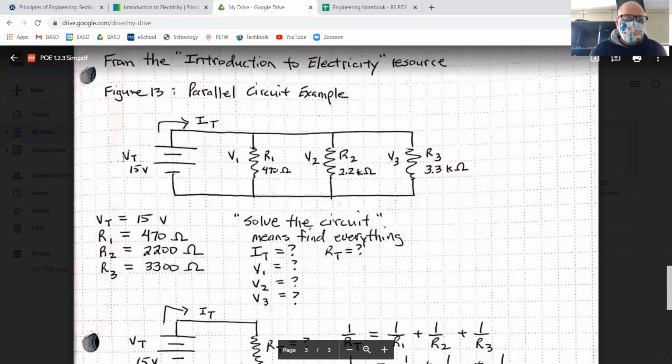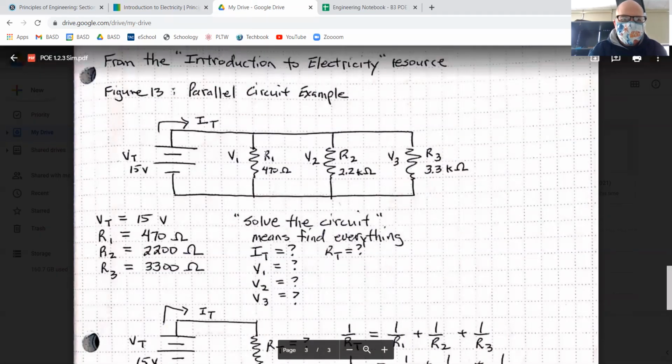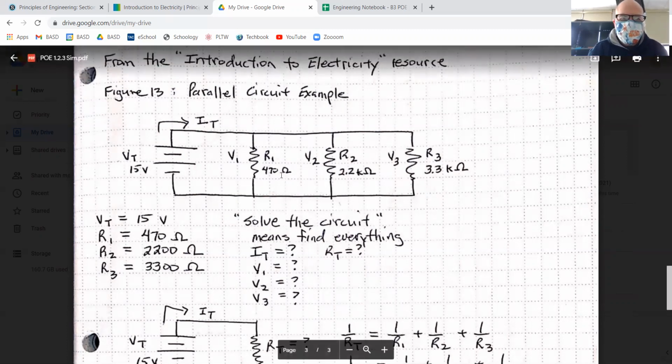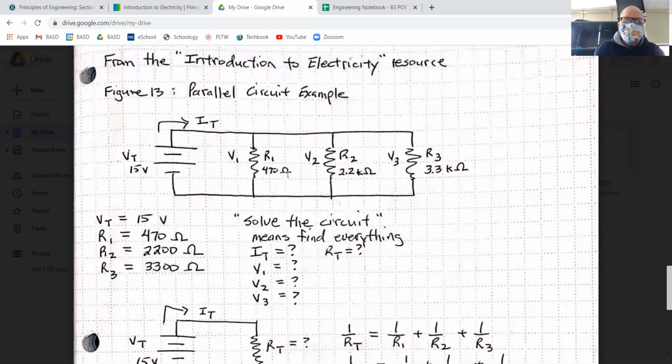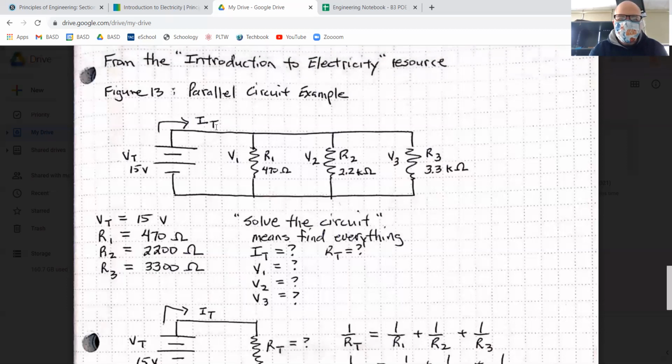And I hope you notice that I got the V sub T, the total voltage at the battery, is 15 volts. I got that from here. And then the resistance, R sub 1, first resistor, R sub 2, second resistor, R sub 3, third resistor. Those values are 470 ohms. That uppercase Greek omega represents ohms. 470 ohms for the first one, 2.2 kilo ohms for the second one, and 3.3 kilo ohms for the third one. There is a current I sub T that is unknown.